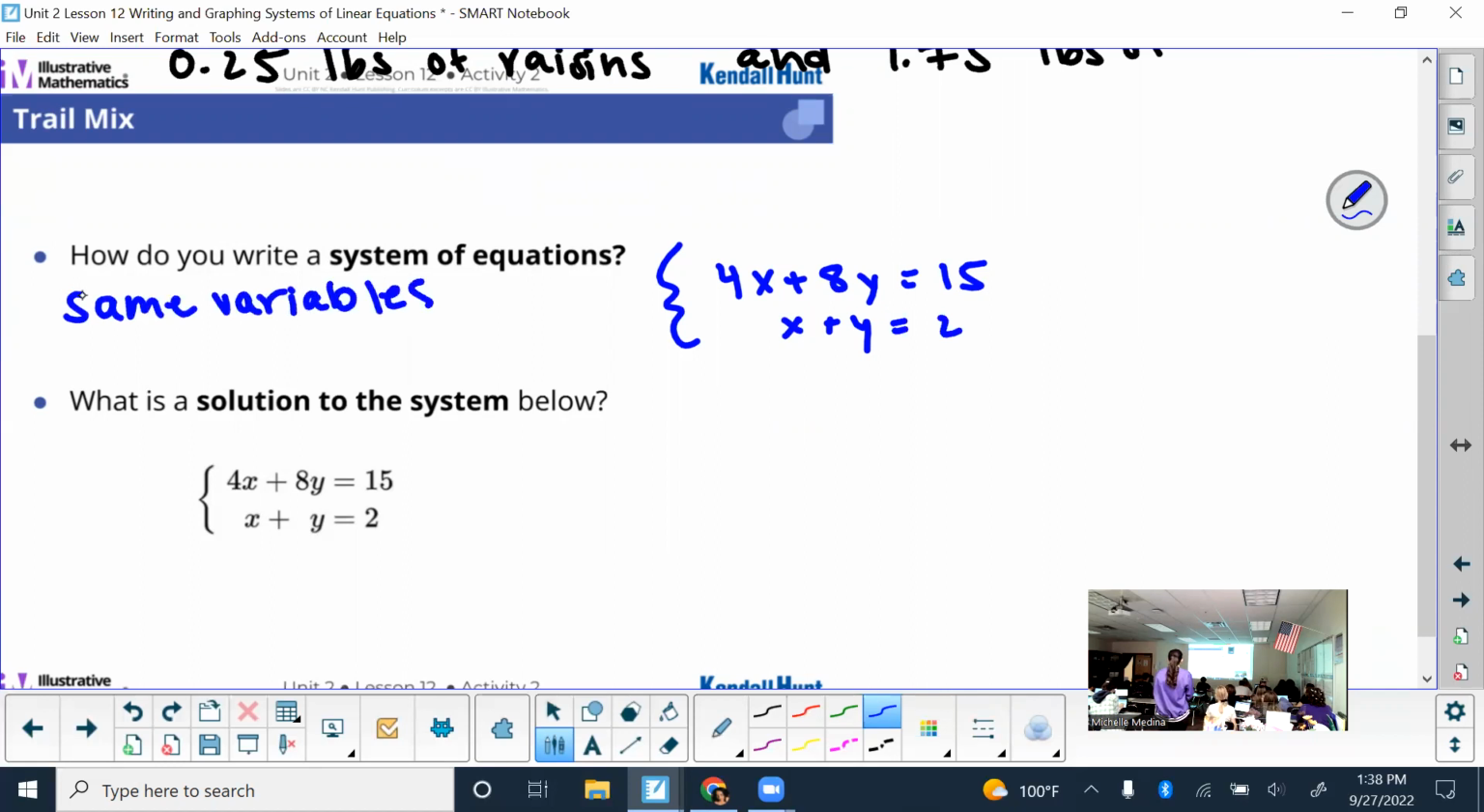What else? Anything? Good, equal signs, because they are equations. The last thing is that there needs to be 2 or more equations. That's what makes it a system.